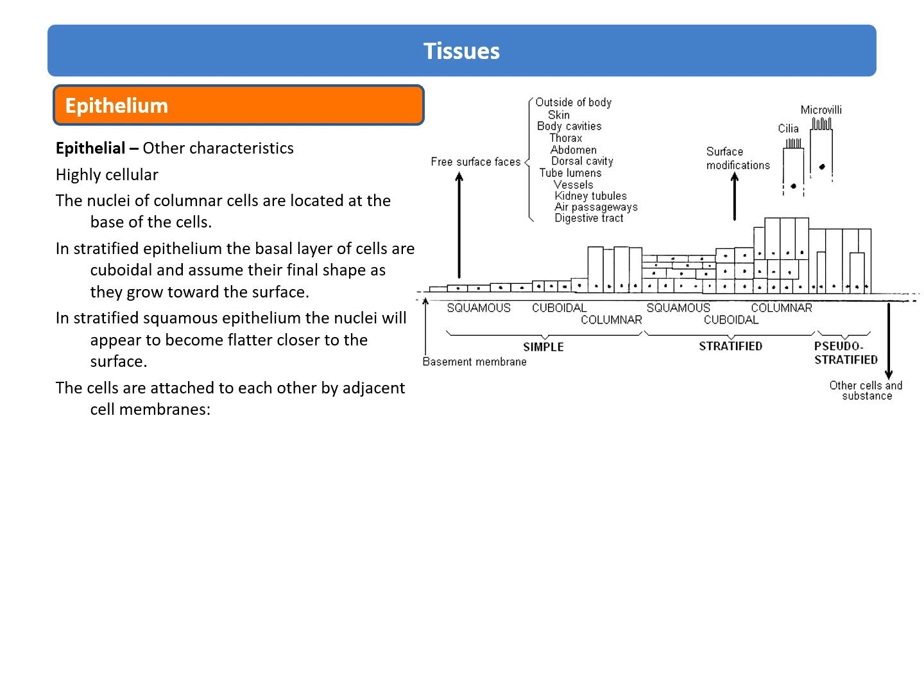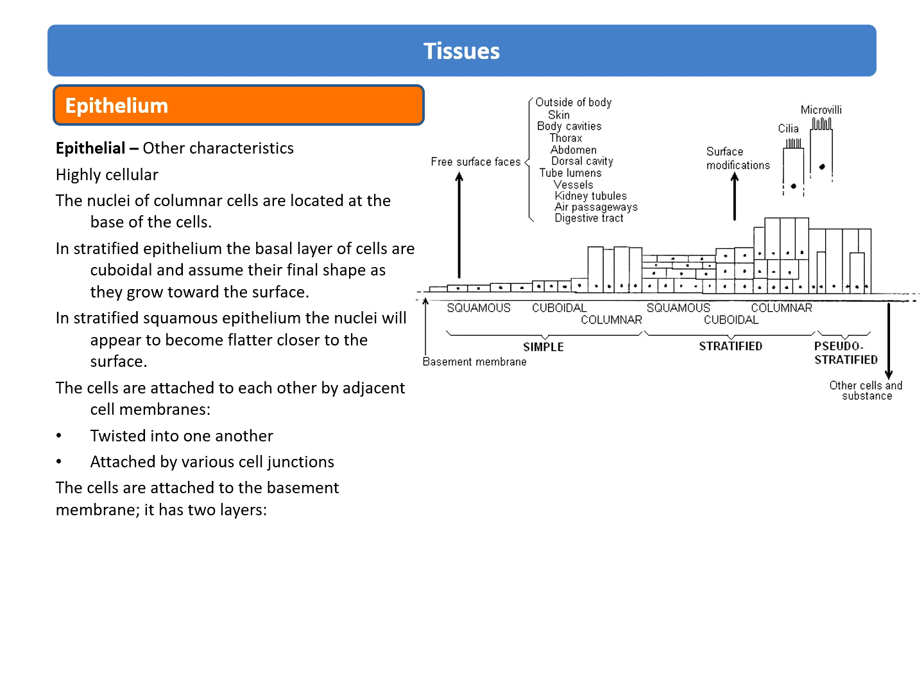The cells are attached to each other by adjacent cell membranes, which may be twisted into one another or linked by various cell junctions. The cells are attached to the basement membrane. This membrane has two layers, a basal lamina produced by the epithelial cells and a reticular lamina produced by reticular connective tissue.